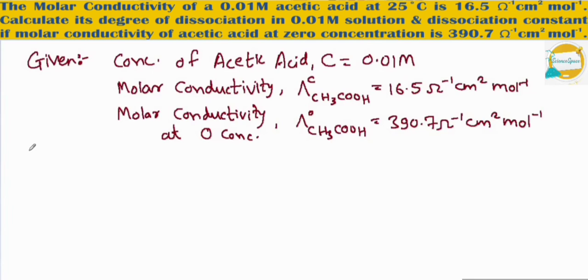As you can see from the question, we have to find the values of first is alpha, that is called degree of dissociation, and second is Ka, which is called the dissociation constant for acetic acid.